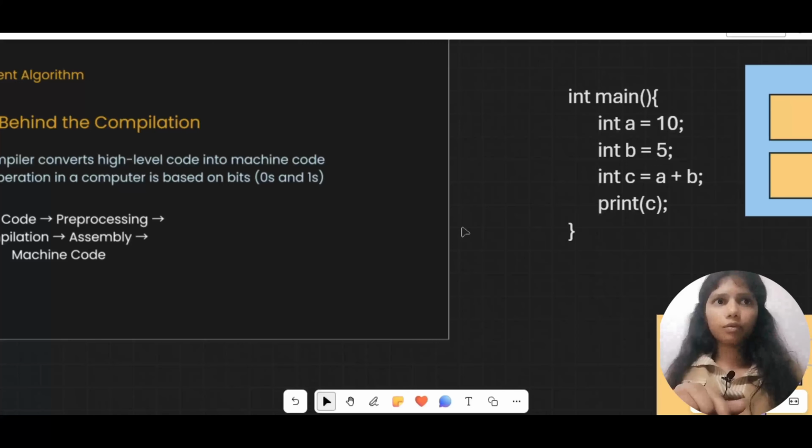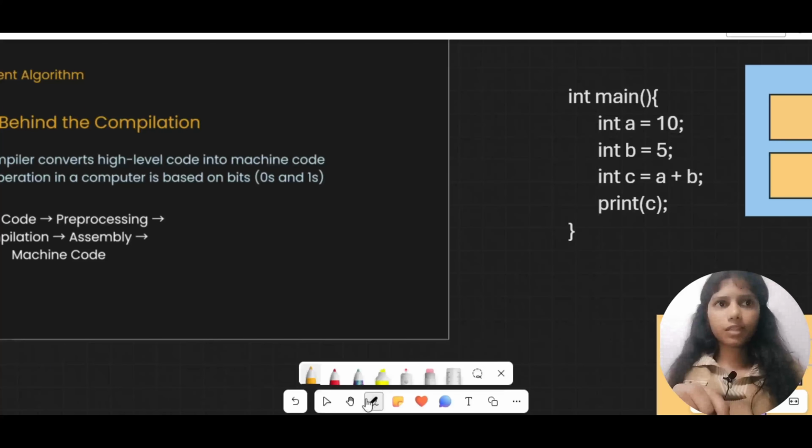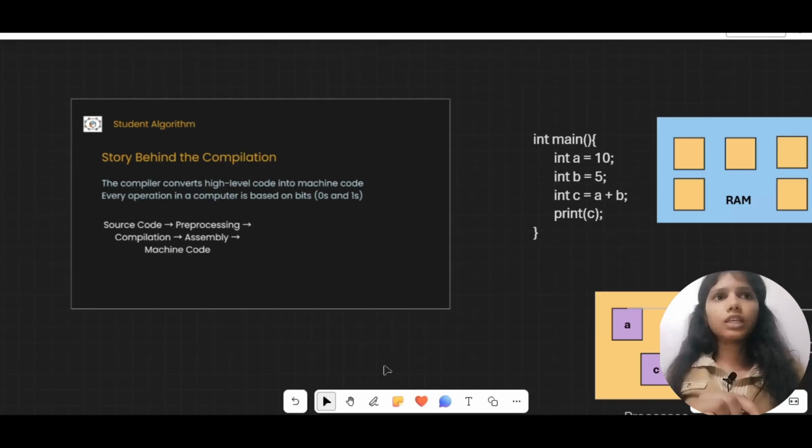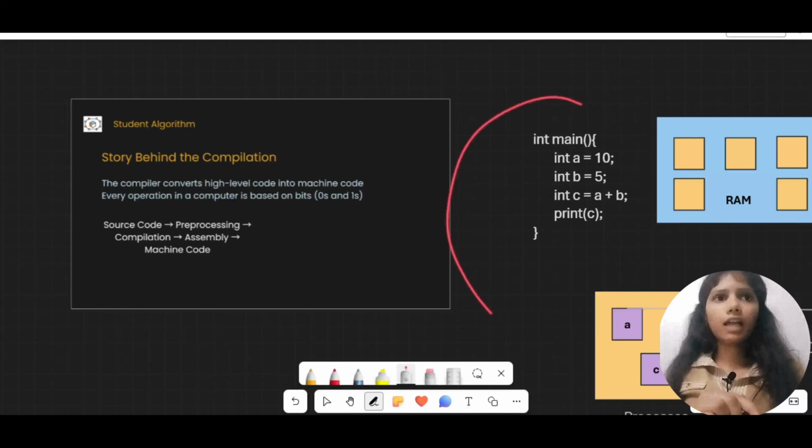The compiler converts high level code into machine code. Every operation in a computer is based on bits, zeros and ones. You have written the high level language code, which is code written in a programming language such as Java, C++ or Kotlin, etc. Whatever the programming language, it cannot be understood by the machine. The machine just understands zeros and ones. So our job is to convert this high level code to zeros and ones. How exactly does this happen?